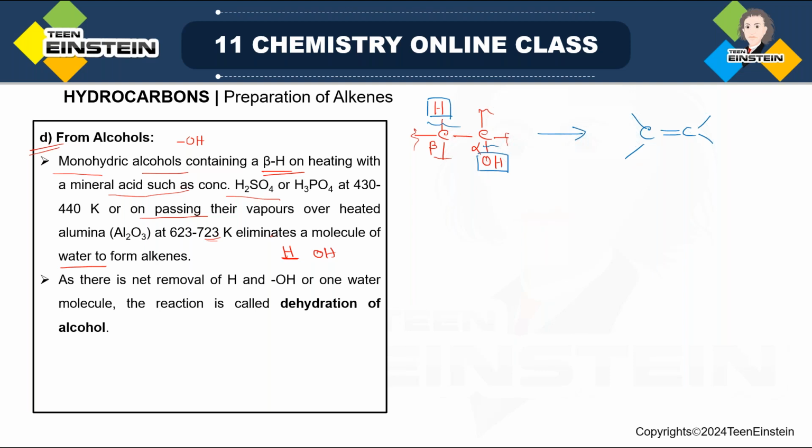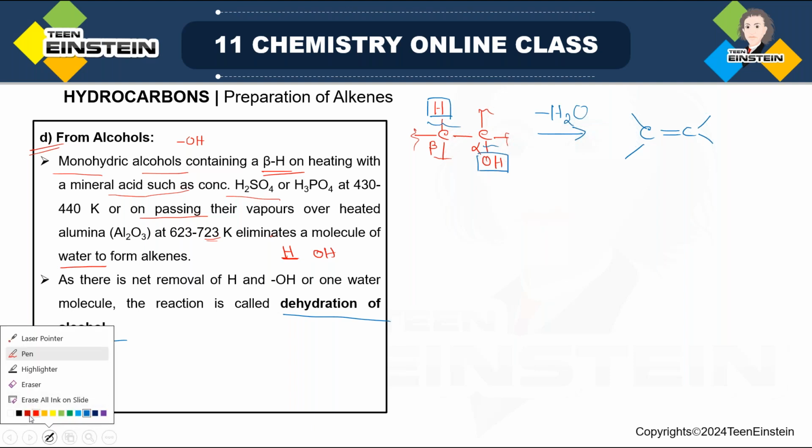So there is net removal of H and OH, that is, you are particularly removing a water molecule. That is why you can also call this reaction dehydration of alcohol, because it is the net removal of one water molecule, one H unit and one OH unit, and that is the reason this reaction is called a dehydration reaction, because dehydration means removal of water.